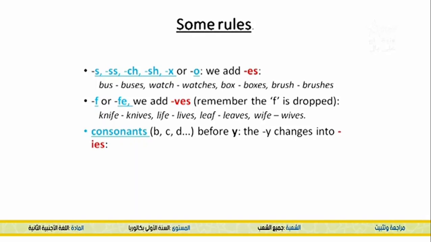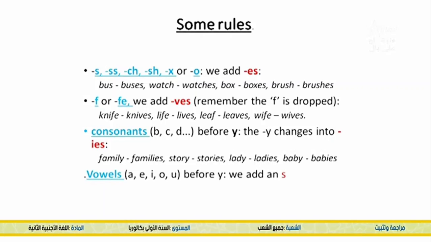Now here, the third category. Now here we have consonant. B, C, D, etc. These are consonants, right? Now, a consonant before Y, the Y changes into I, E, S. For example, family, families. Look, consonant and Y. Story, stories. Right, R, consonant. Lady, ladies, right, lady, consonant before Y. Baby, babies, again, here, consonant. And of course, we drop the Y and we substitute it with I, E, S.